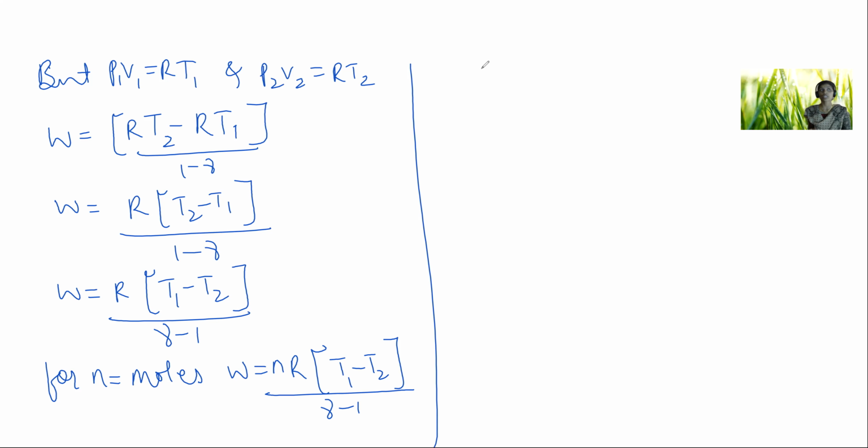When the question asks to derive the expression for work done in case of adiabatic process, you have to derive up to this. Definitely they will ask this one for 5 marks. Please try to practice this one.